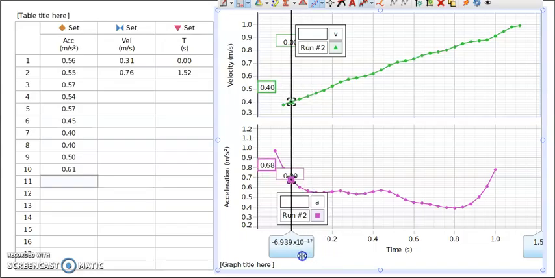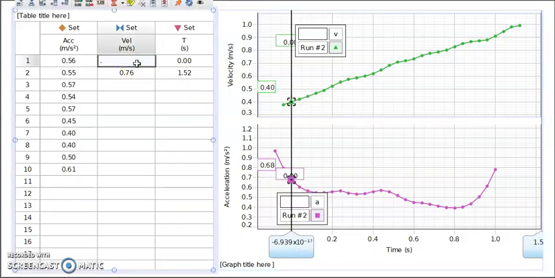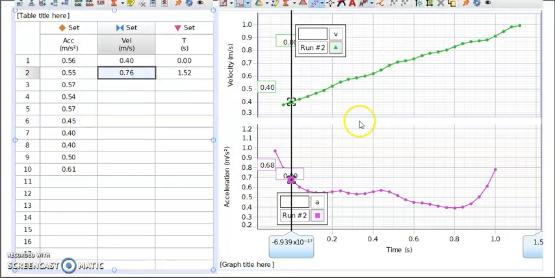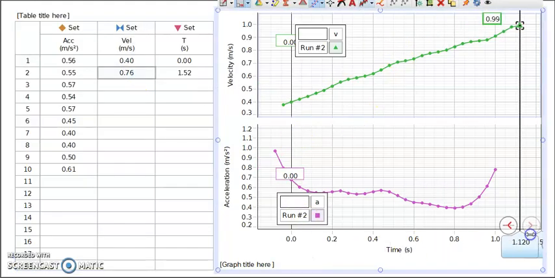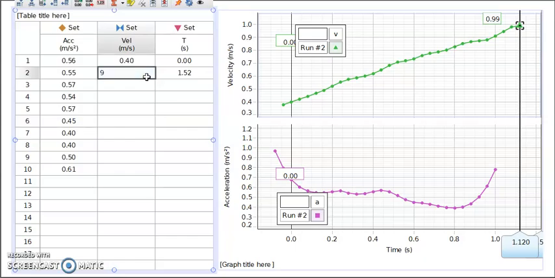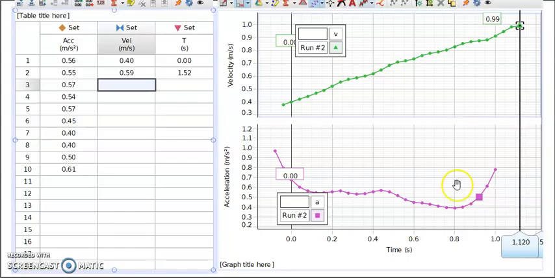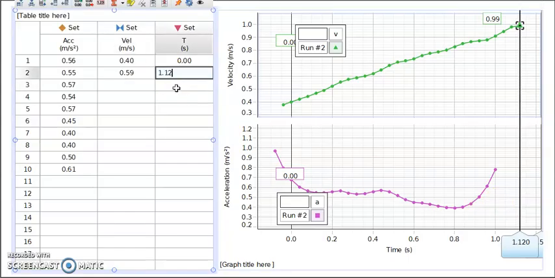And again, what we'll use is the first number is going to be 0.40 for the velocity. The final velocity is going to be 0.99. So therefore, we got 0.59 for our change in velocity. The time interval is much shorter, 1.12. So, again, not 0.59, 0.9 is 0.99. There we go. So, 0.99 minus 0.4 gives us 0.59 meters per second.